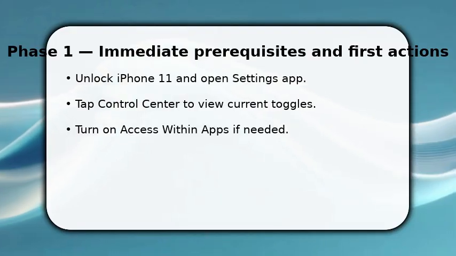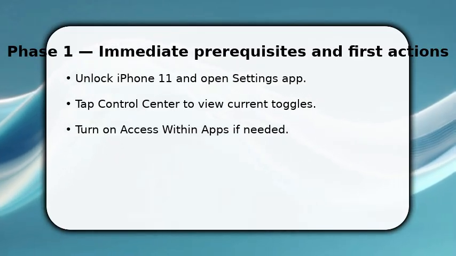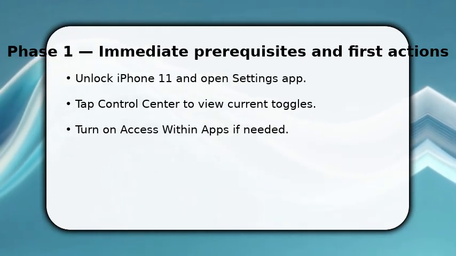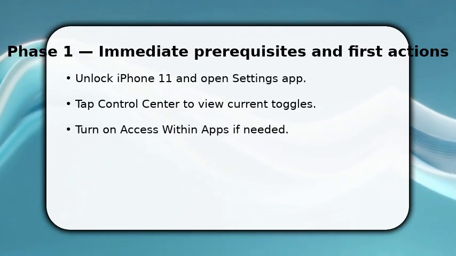You're ready. Unlock your iPhone 11 and go straight to Settings. No detours. Tap Control Center to begin customizing. This is where you add or remove controls. Make sure access within apps is enabled if you want the swipes to work in apps.